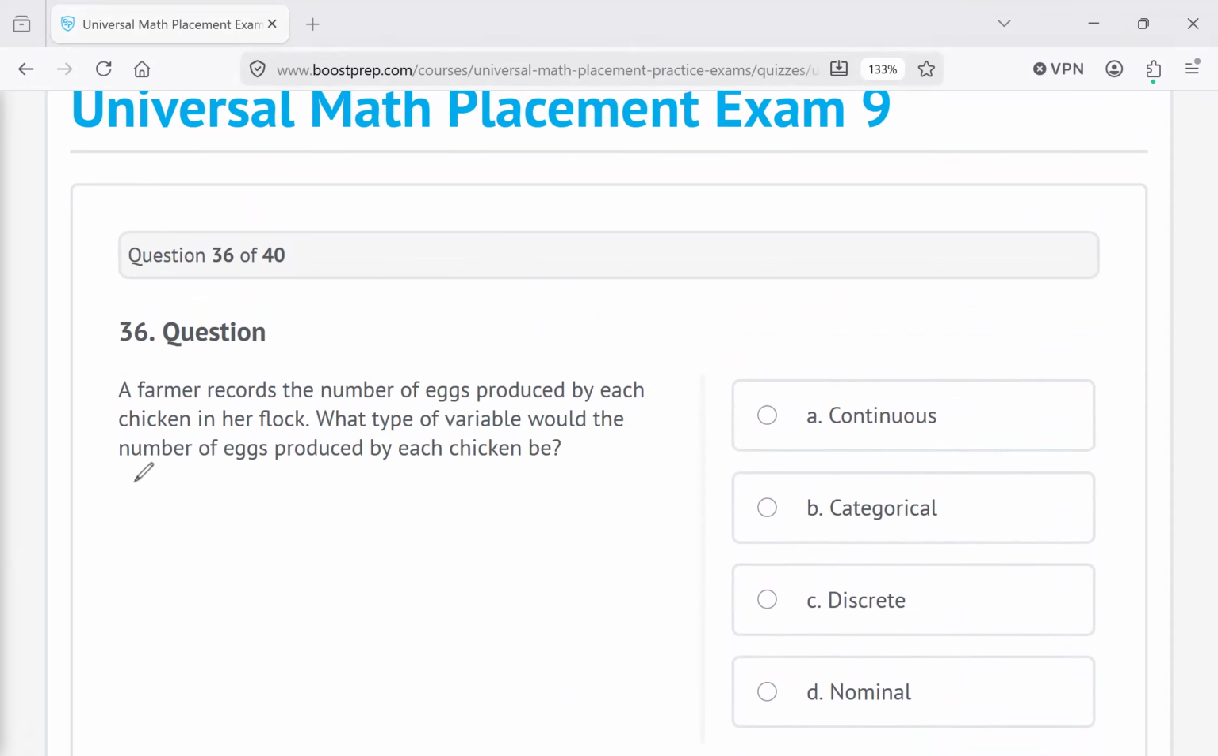36, a farmer records the number of eggs produced by each chicken in her flock. What type of variable would the number of eggs produced by each chicken be? Is it continuous, categorical, discrete, nominal? I think it would be discrete. Yeah, I think it's discrete. Nominal, because I think it's discrete. Double check.